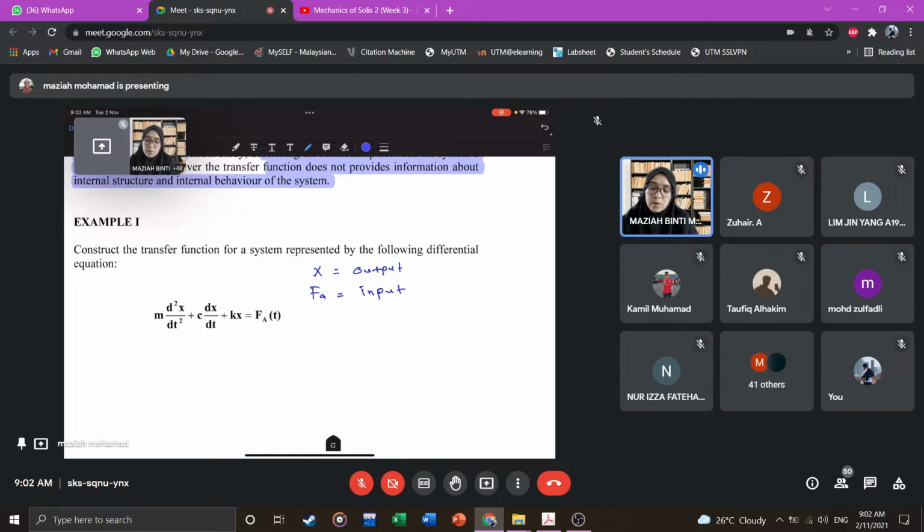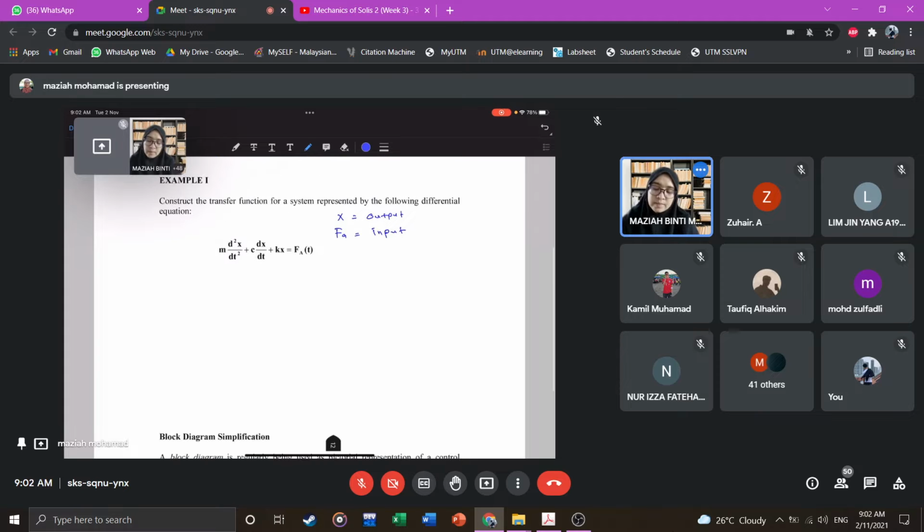So normally we write the transfer function as the ratio of the output over input. This is the transfer function. The ratio of output, X is our output, to the input, which is FA. So therefore the equation will be like this.